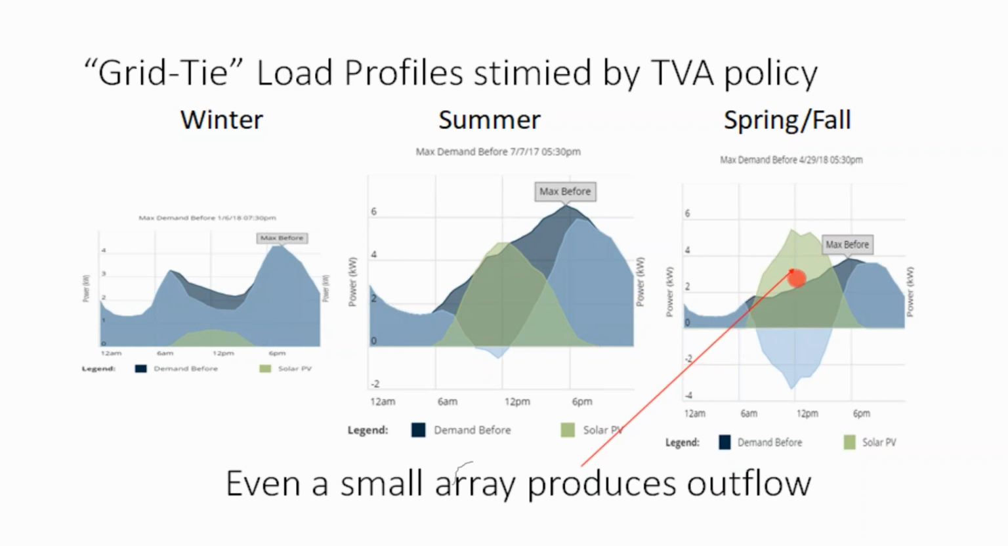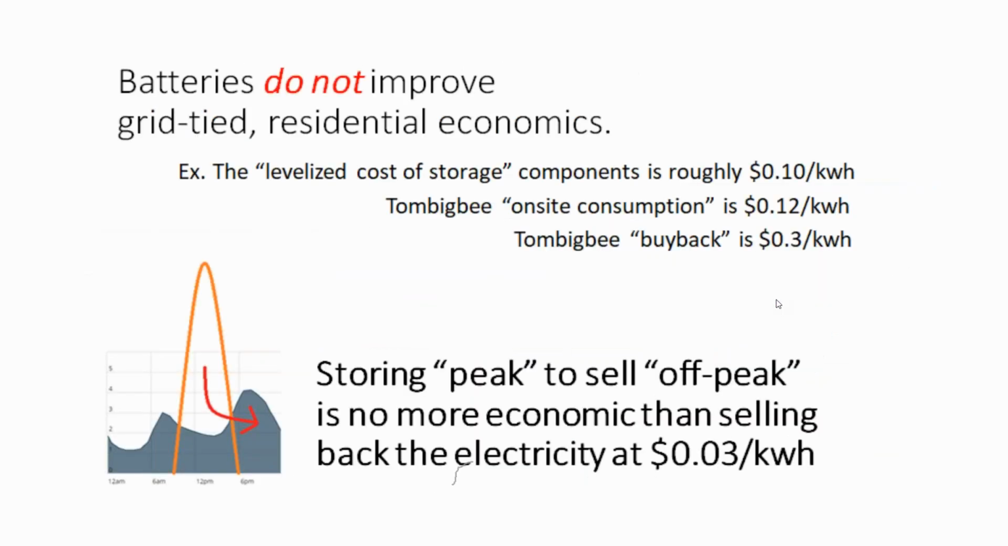Well, you still have spring and fall when your electric use is down and your solar production is up, because you get these bright, clear, springtime, cold days where it's still sunny outside. And so even a small solar array can produce outflow onto the grid. So if you don't have good outflow policy, that is a way to stymie residential or consumer-owned solar in your market.